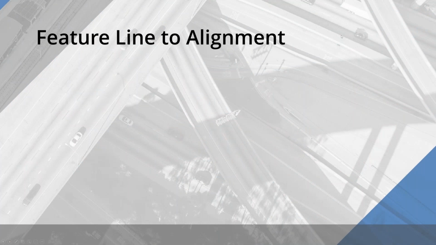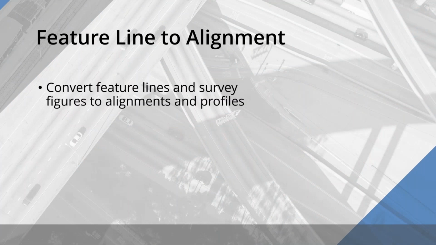One here is called Feature Line to Alignment. It does a very straightforward thing, but something that you can't find natively in Civil3D. It allows us to convert feature lines or survey figures into alignments and profiles. There's a lot of use cases for this. It might be simply you're changing gears on how you're designing your project.